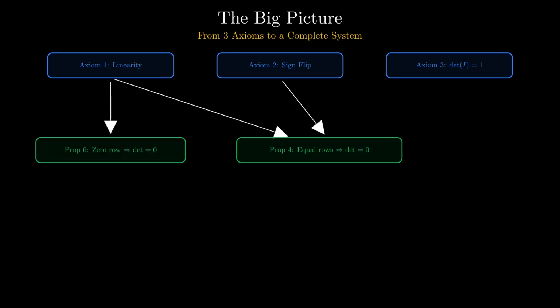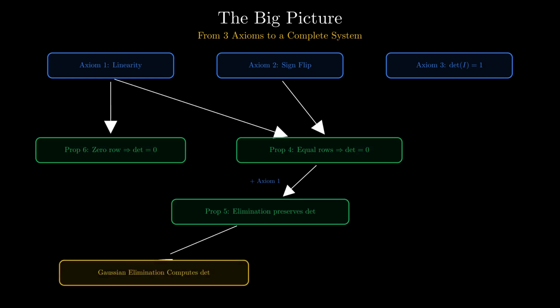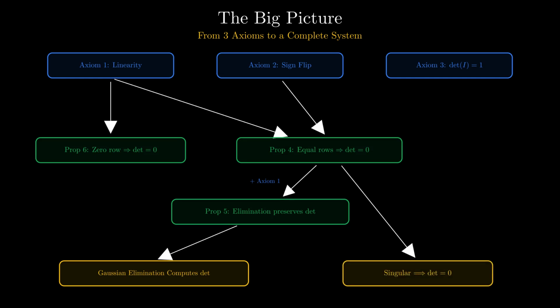Axiom 1 alone gives us property 6. A 0 row means the determinant is 0. Then, axiom 1 combined with property 4 gives us property 5. Elimination preserves the determinant. From property 5, we get a powerful application. Gaussian elimination becomes our main computational tool for determinants. And from property 4, we get another key result. Singular matrices have determinant equal to 0.